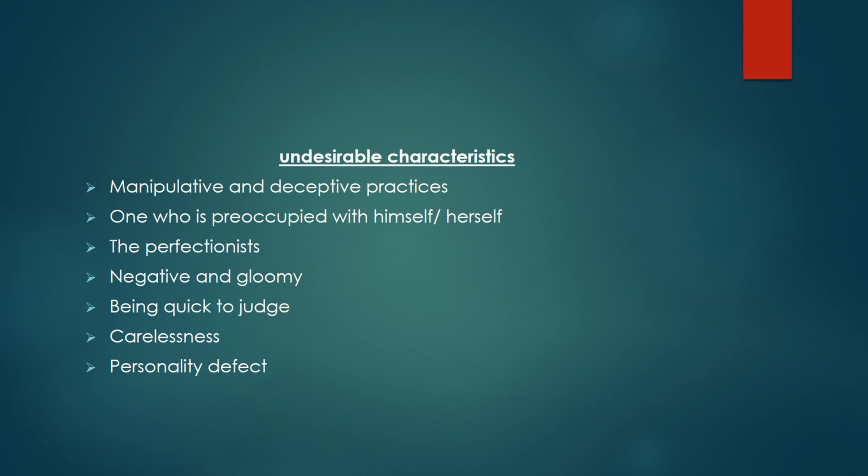Undesirable characteristics. These are negative characteristics that people may portray and which are not very attractive and may make someone annoying. And here are these characteristics. We have manipulative and deceptive practices. Number two, one who is preoccupied with himself or herself. Number three, the perfectionists. Number four, negative and gloomy. Number five, being quick to judge. Number six, carelessness. And then finally, number seven, we have personality defect.